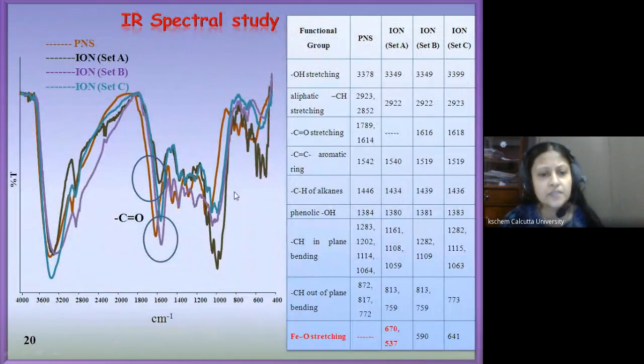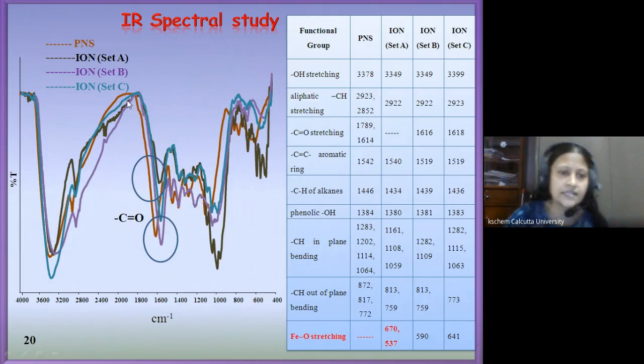The infrared spectral properties showed the presence of iron oxide, which means that the polyphenols formed complex with iron, and the iron oxide stretching could be found in the range 530 to 670 centimeter inverse. And these peaks were found in all the sets A, B, and C.